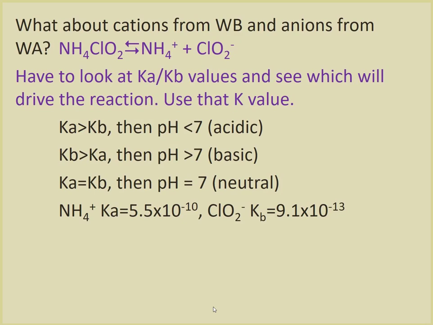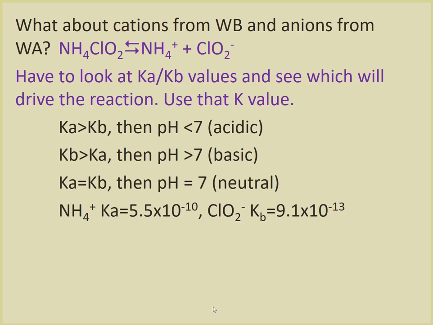So if your Ka is bigger than Kb, then your pH is going to be lower than 7. You'll have an acidic solution. If your Kb is larger, then you're going to have a pH greater than 7. It will be basic. And if your Ka equals your Kb, then you'll have a neutral reaction.